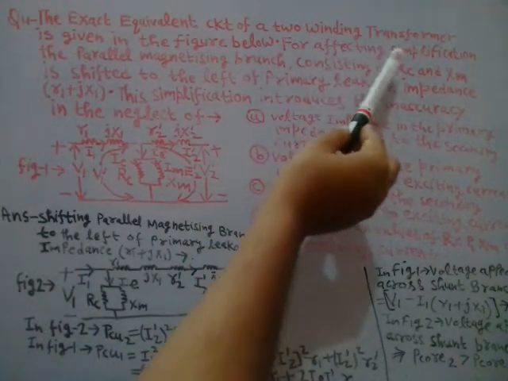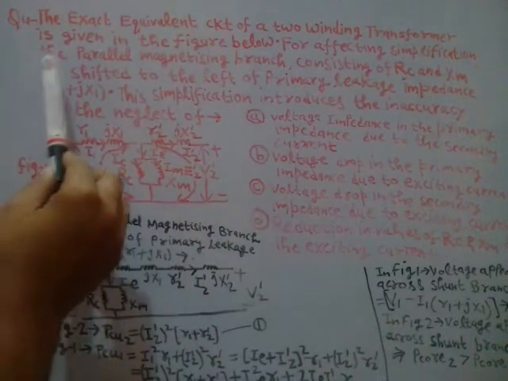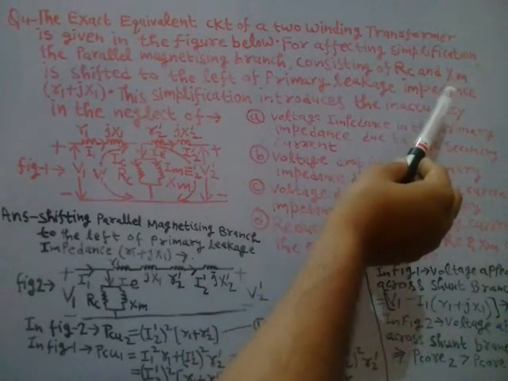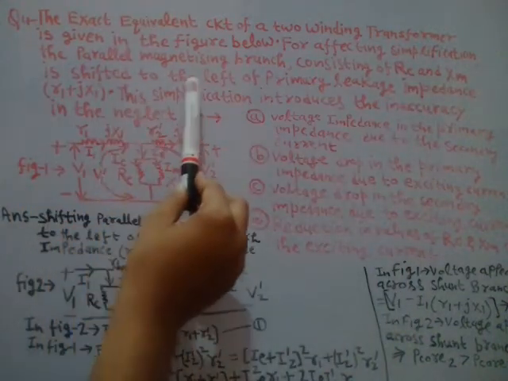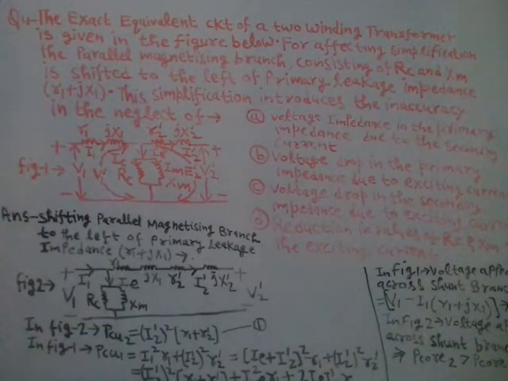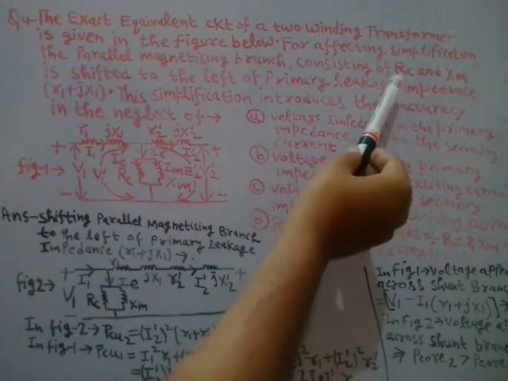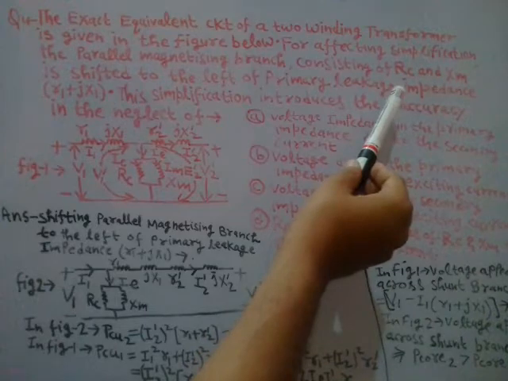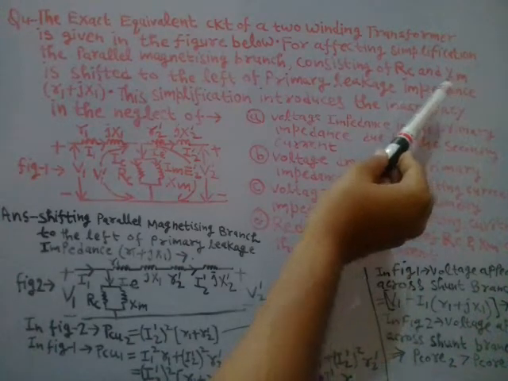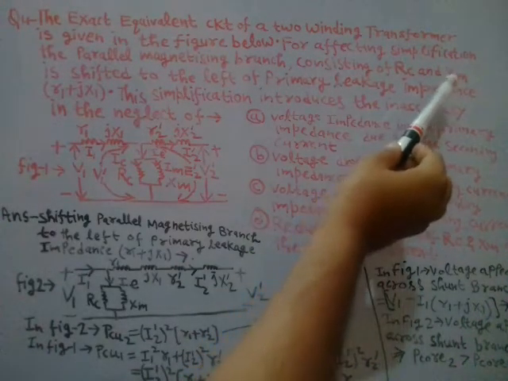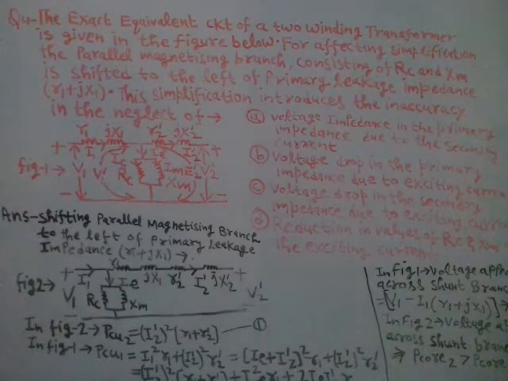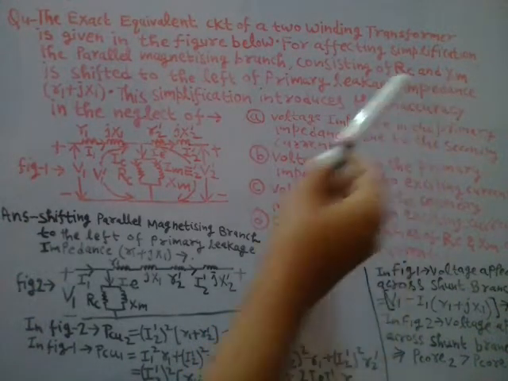For affecting simplification, the parallel magnetizing branch, which is consisting of RC and XM, is shifted to the left of primary leakage impedance R1 plus jX1. So here RC is the core loss resistance. RC is the representative of core loss, and XM is the magnetizing reactance. XM is the representative of magnetization of the transformer core.